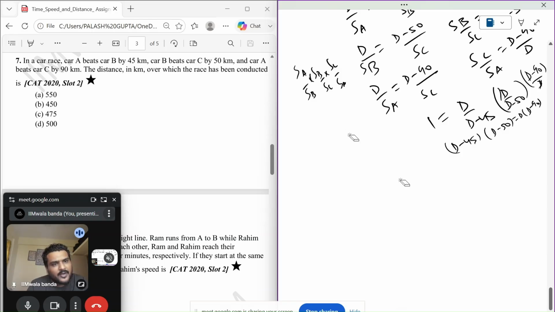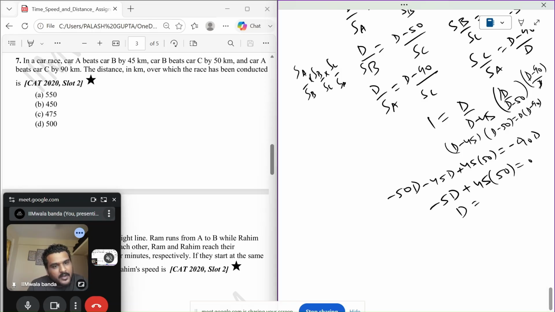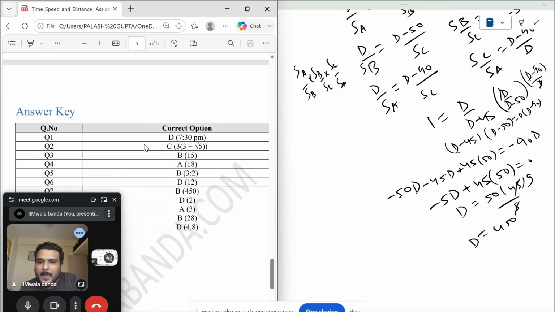D square will get cancelled. Minus 50D minus 45D plus 45 into 50 is equals to D square, which got cancelled, minus 90D. 90D will come here. It will become 40D minus 45D. So minus 5D. Oh, wow. There is no quadratic actually. D is 45 into 50 upon 5, which is 450. See, no need to put options. Option B.